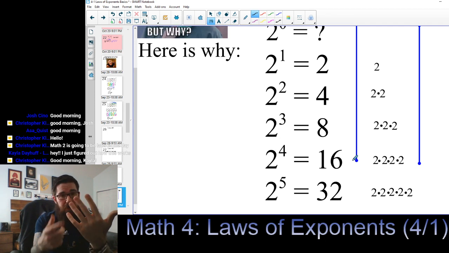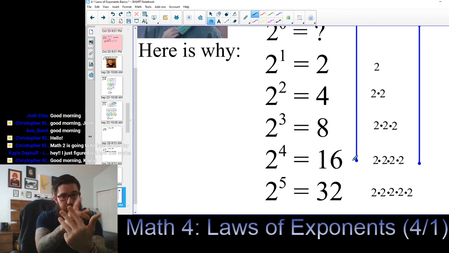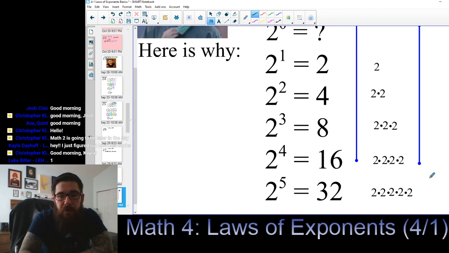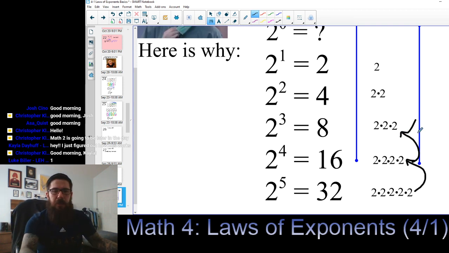2 to the 4th is 1 less 2. 2 times 2 times 2 times 2, which gives me 16. 2 cubed is going to give me 8 because I have 2 times 2 times 2. Repeat that process for 4 and then 2. So if we look over here, there's basically a pattern where each time I'm losing a 2. And what I mean by losing a 2, ooh, got a little wild.